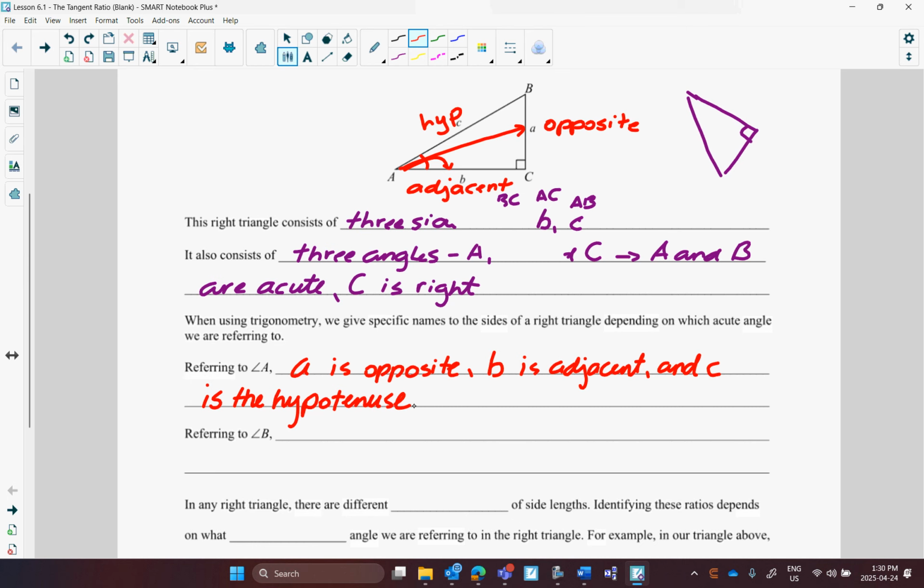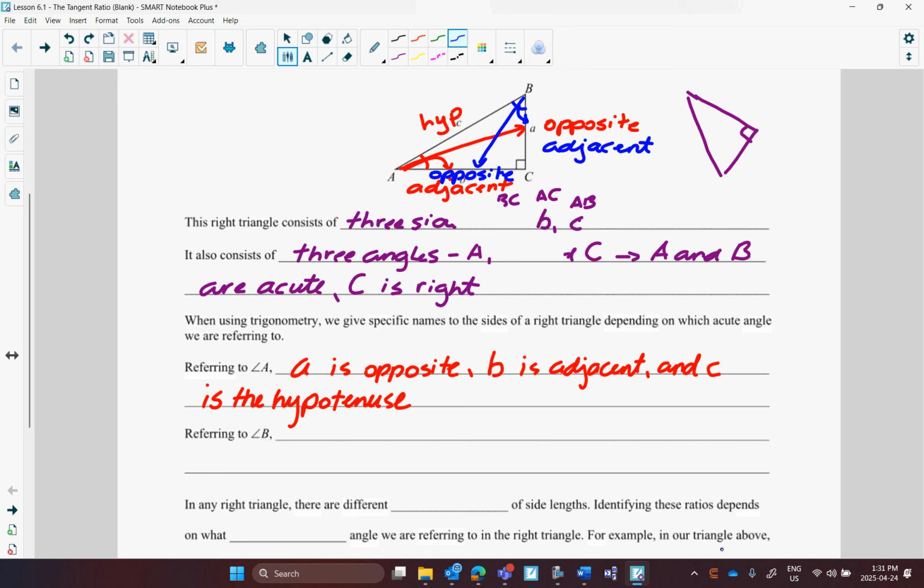But what if I'm referring to angle B? That acute angle. What side is the hypotenuse? It's still this one. The hypotenuse is the longest side, or it's opposite the right angle. But what's the name of this one now? Opposite. Which means the third side by default must be adjacent. So you see, we use three words, opposite, adjacent, and hypotenuse. But the opposite and adjacent sides depend on which acute angle I'm talking about.